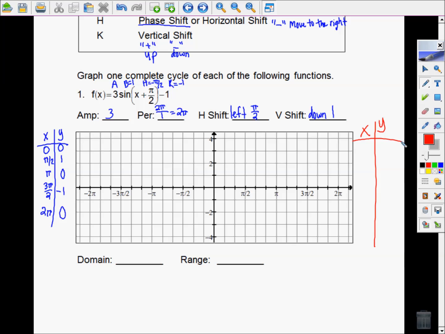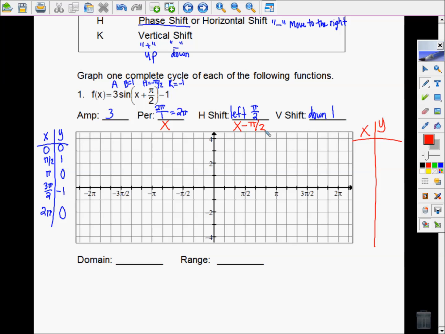When I look at this, is anything happening to my x values? Is it shrinking or stretching? My period's staying the same. 2 pi is my standard period, right? So is anything happening to x based on my period? No, I'm not stretching and I'm not shrinking. Now, am I moving though? Yes. So to each x value I'm going to need to subtract pi over 2. I wrote that backwards. So with every value, I'm going to do x minus pi over 2.